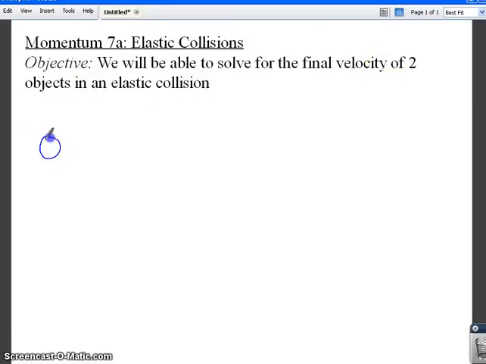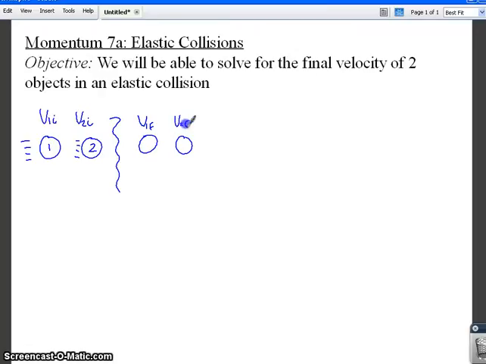I have object 1 and I have object 2. And these are going to collide. They both have some sort of velocity, and so we have v1i and v2i. And then they're going to collide, and then afterwards, they're going to have some sort of final velocity, v1f and v2f. Okay?